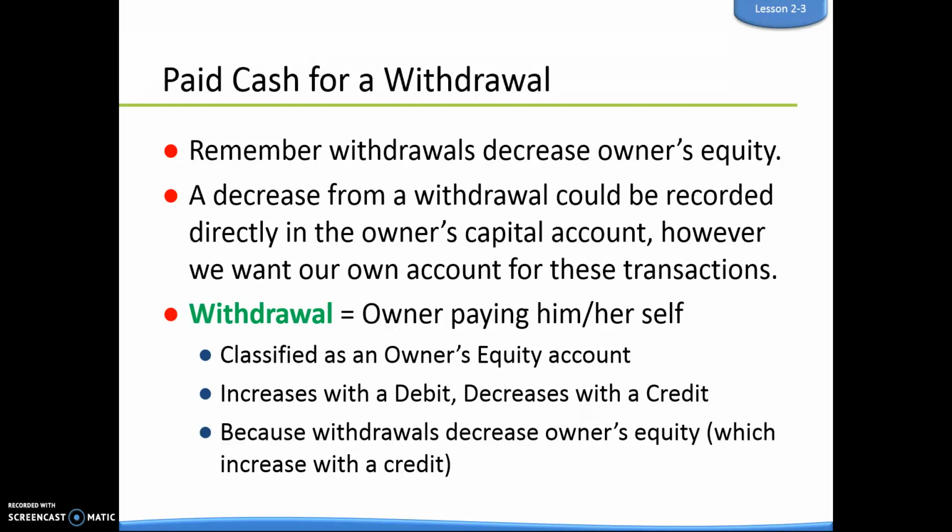And so, again, the reason why we do this is because we want to keep these types of transactions separate from all the other ones, because you can see we've talked about sales, we've talked about investments, we've talked about expenses, and now we have withdrawals. Those are 4 different types of transactions that would technically all affect the owner's capital account, and that would get really, really full and really, really busy. So we want to keep those things separate.